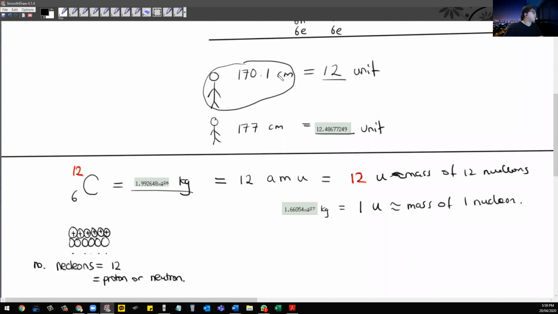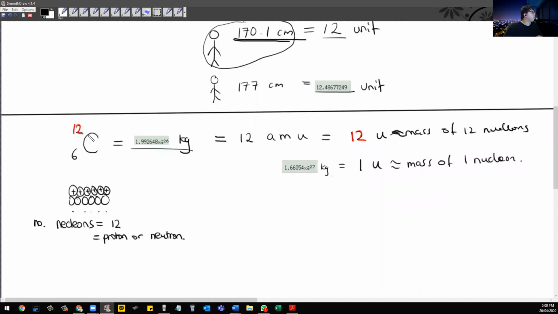There's no reason for us to make that height 12, because this girl has no feature that is related to the number 12, right? But here the carbon has 12 nucleons. That's the reason why we let it equal exactly 12.